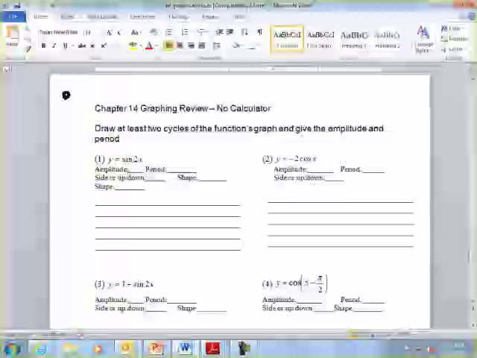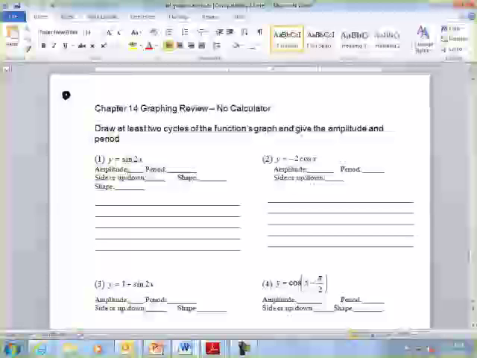Graphing trig functions. First important thing to notice is that at the top it says no calculator. You may use a calculator if you would like, provided it is not a graphing calculator. But you can actually graph these? Yes, these can be graphed on a graphing calculator, so to ensure that we are graphing them by hand, you may not use your graphing calculators.